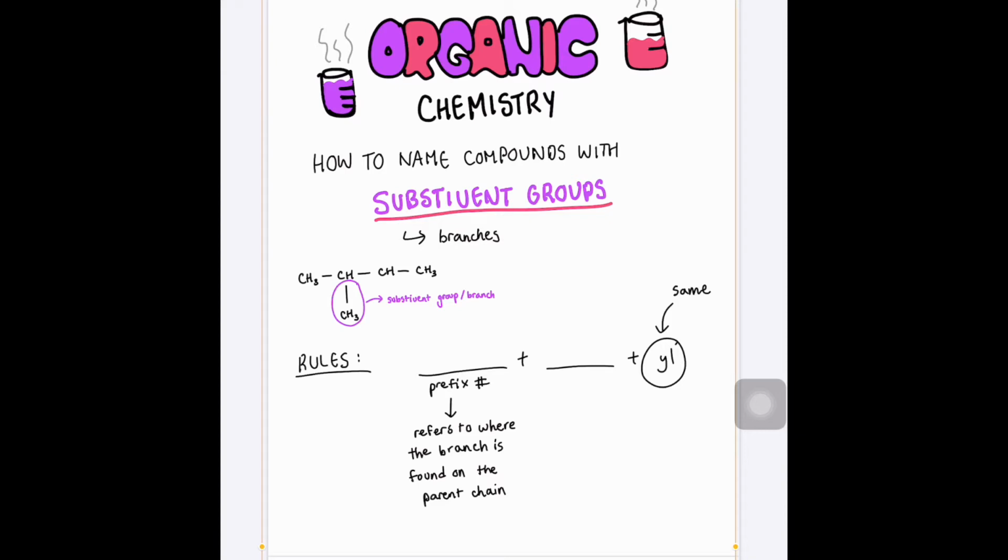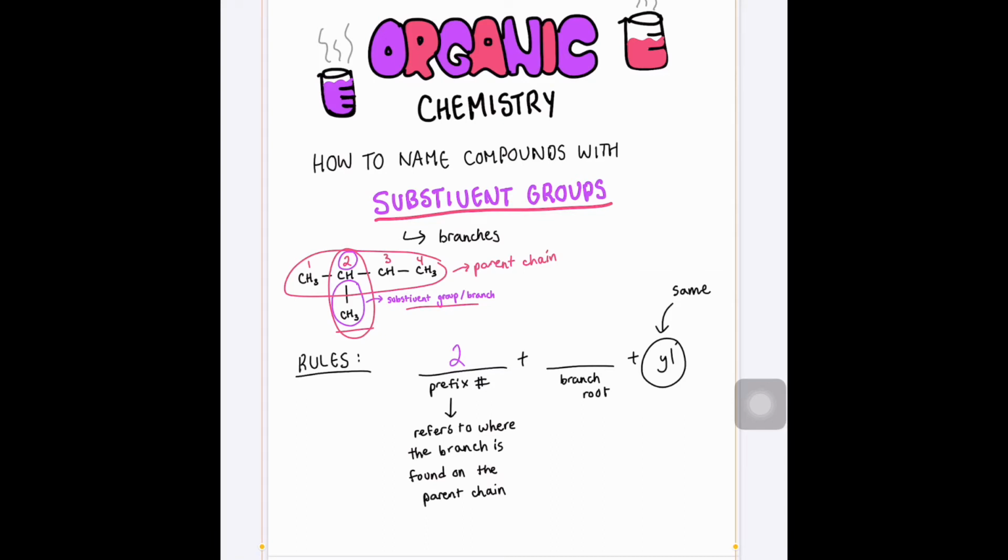So if we look up to our example, we know that is the parent chain because it's the longest continuous chain of carbons in the compound. And we start numbering from the side closer to the substituent group or branch. So in this case, we would go from left to right. The prefix number is which carbon from the parent chain the substituent group connects to. In this case, it connects to the second carbon on the parent chain, and therefore our prefix number is going to be 2.